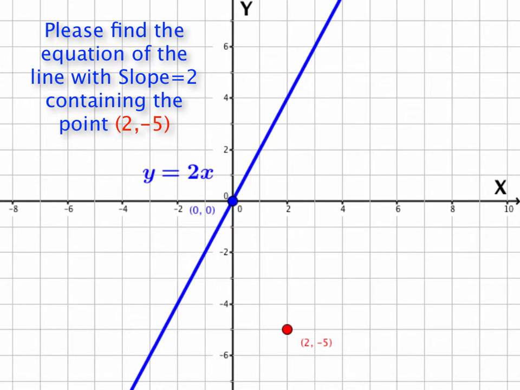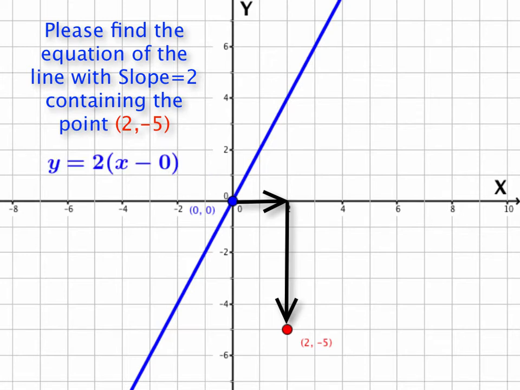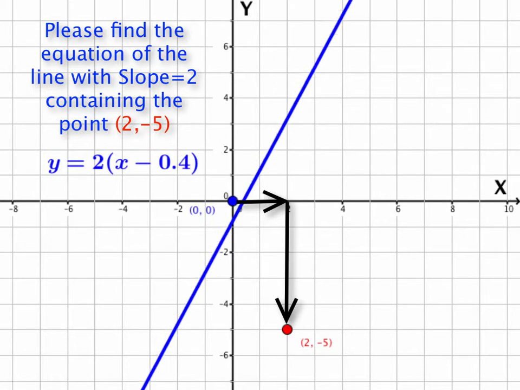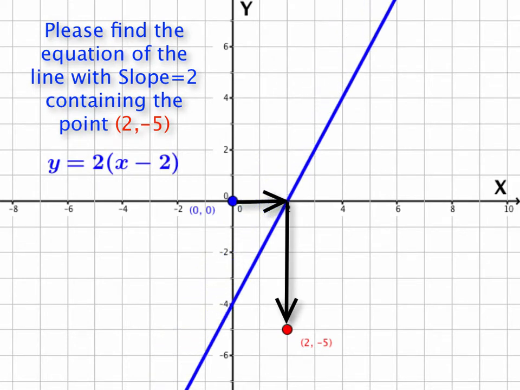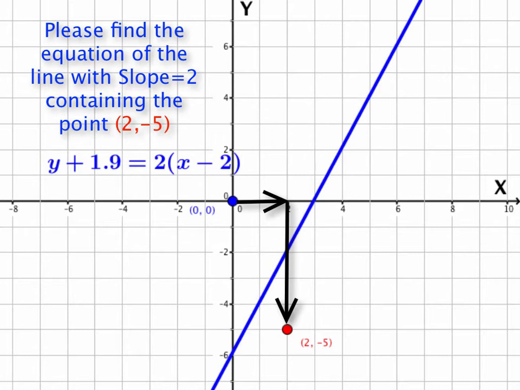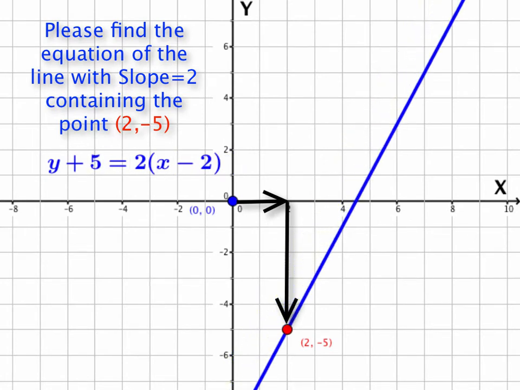We want to take this original graph, the graph of y = 2x, and all we need to do is move this graph to the right 2 units and down 5 units. But we definitely know how to do that. If we want to move our graph to the right 2 units, all we need to do is replace the x in our equation with an x - 2. And if we wanted to shift our graph down 5 units, all we need to do is replace the y in our equation with a y + 5.